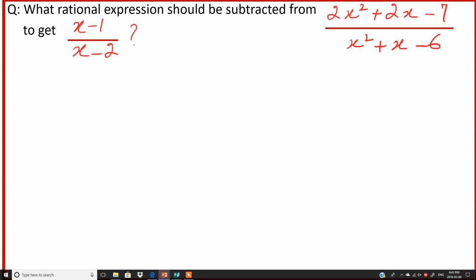In this lesson, we will discuss this question: what rational expression should be subtracted, meaning minus or negative, from this expression to get this? One more time I will read for you, then it will be very easy for you to solve it. What rational expression should be subtracted from this expression to get this? So simple. So we will start our question.